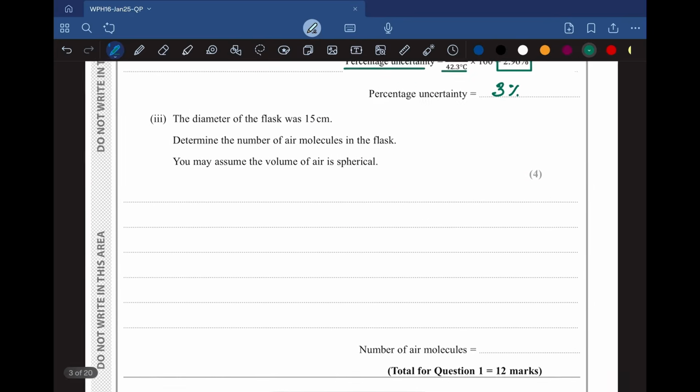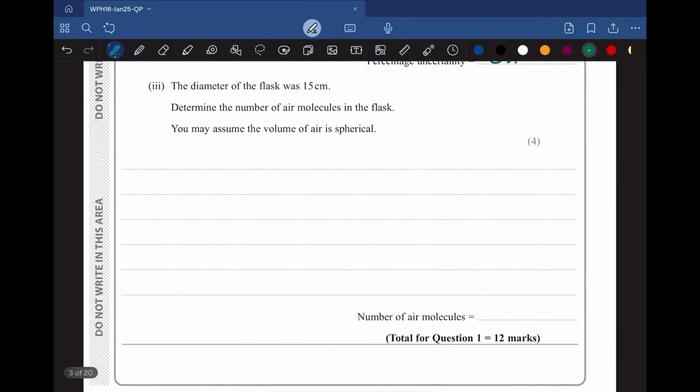Now the next question says the diameter of the flask was 15 centimeters. Determine the number of molecules in the flask. You may assume that the volume of the air is spherical. As they have said the volume of the air is spherical, we know the volume of a sphere is 4 by 3 pi r cubed. They have given us the diameter, so we can figure out the volume easily.